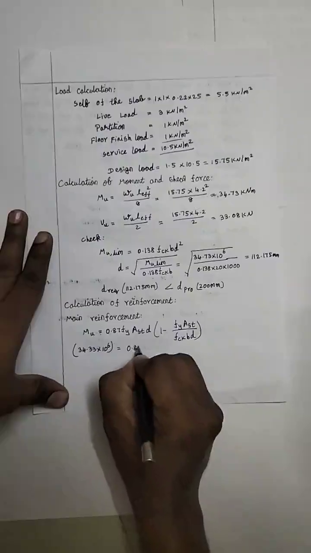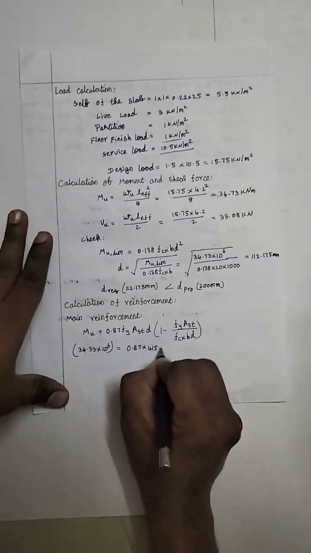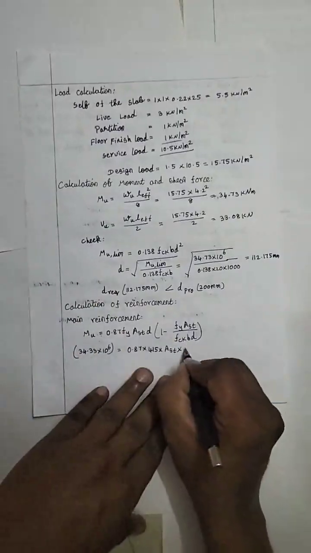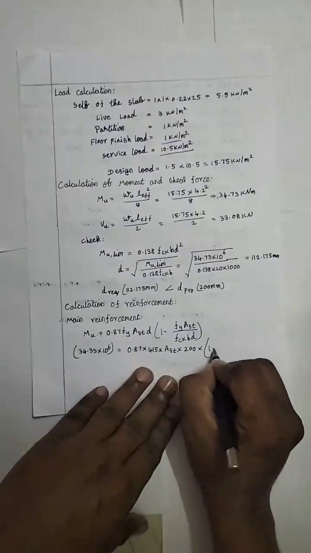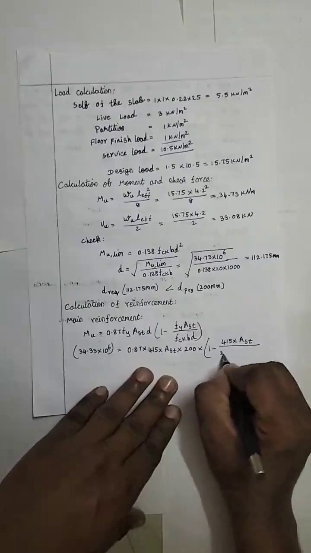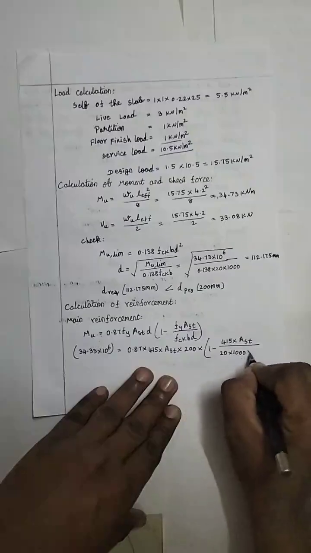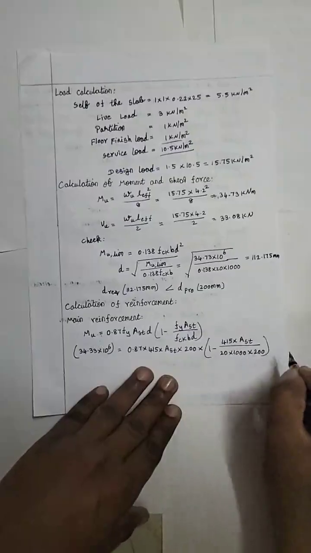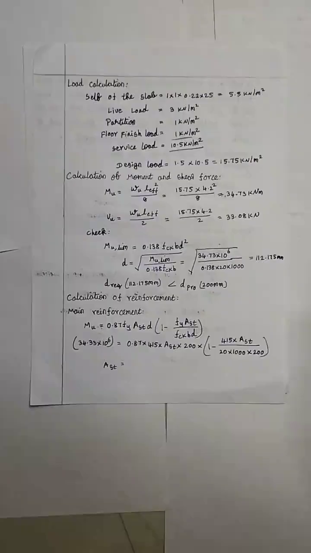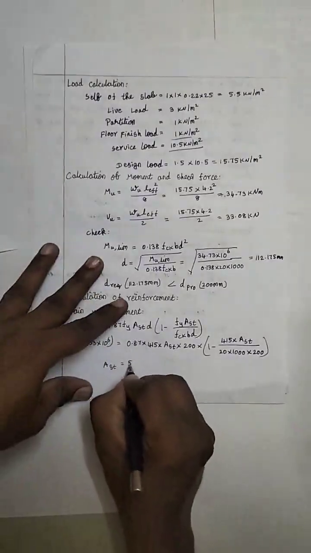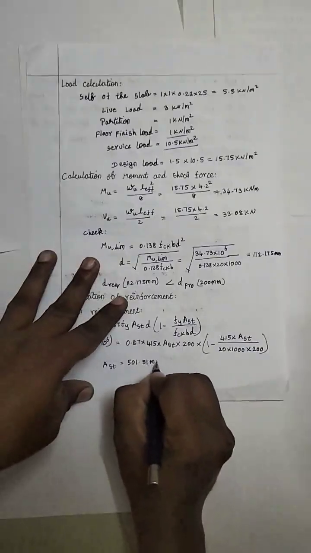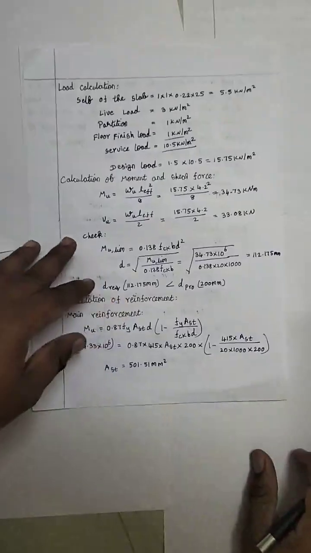So 0.87 fy, that is 415, into Ast, which is the unknown, and we know that the effective depth of the slab is 200, into 1 minus fy is 415, Ast is unknown, divided by fck is 20, b as I already told we need to take as 1000, and d is 200 mm. So by using a calculator we need to solve this, and we will get the value of Ast as 501.51 mm square.